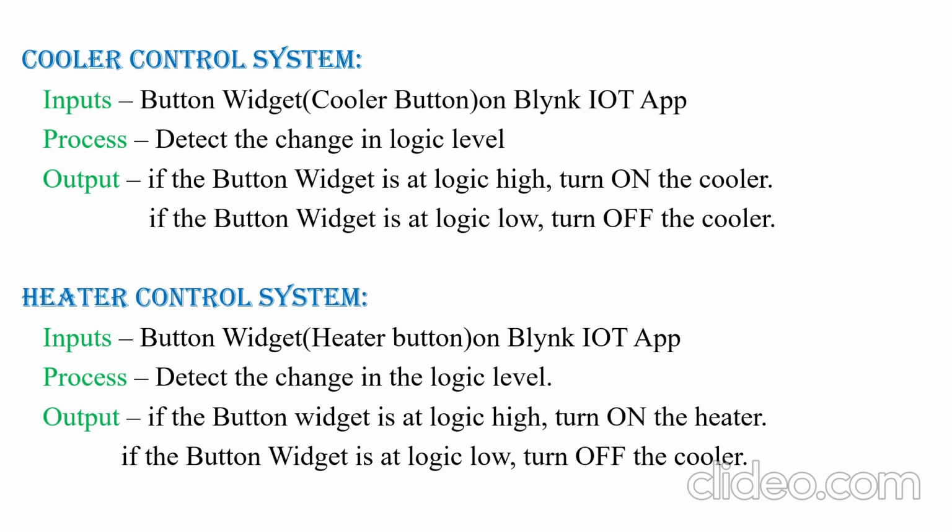Then we have a heater control system. Inputs: button widget, the heater button on the Blynk IoT app. Then the process is to detect the change in the logic level. Then the output: if the button widget is at logic high, turn on the heater. If the button widget is at logic low, turn off the cooler.